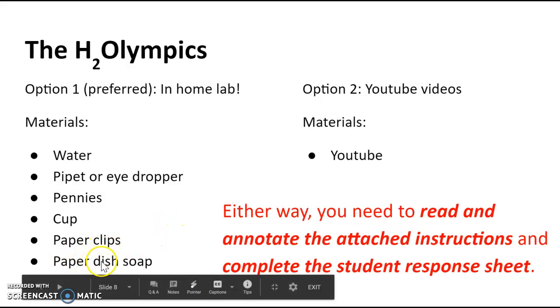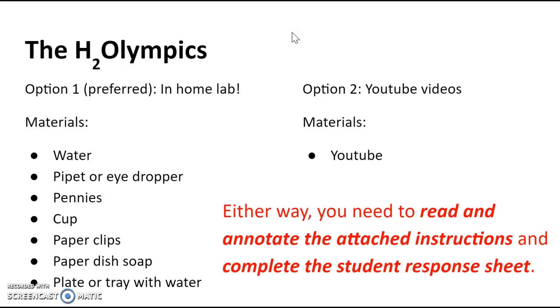This should say paper and dish soap, not paper dish soap. I don't know what paper dish soap is. So you'll need a piece of paper that you can cut. You'll need some dish soap. Just liquid dish soap is fine, and or liquid hand soap would be fine too. And then you need some type of plate or tray or cookie sheet that you can fill with a centimeter of water. It doesn't have to be deep. You just have to have a little puddle.